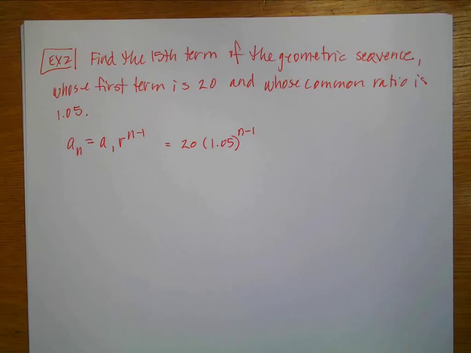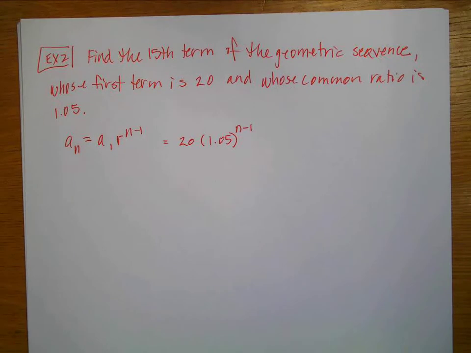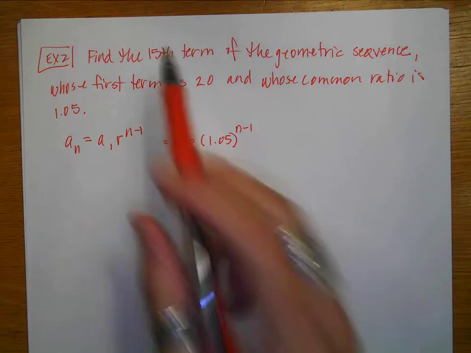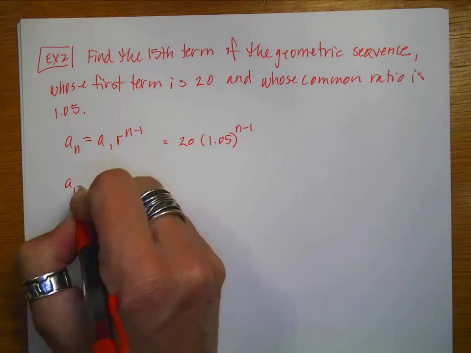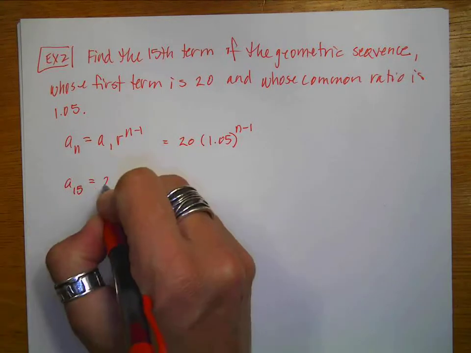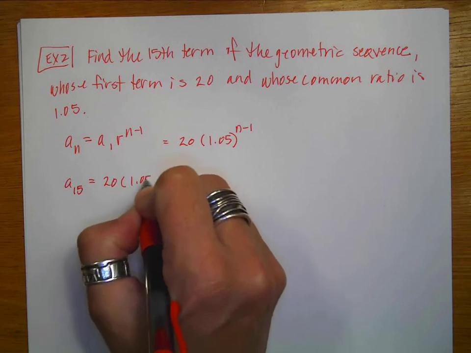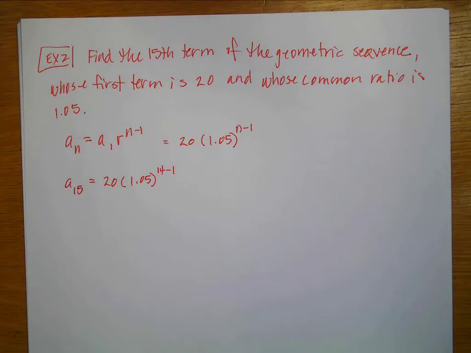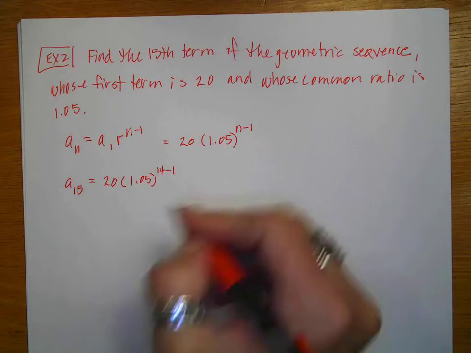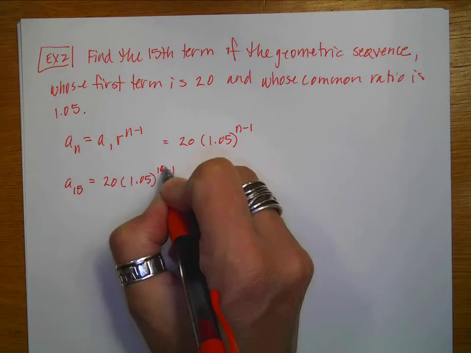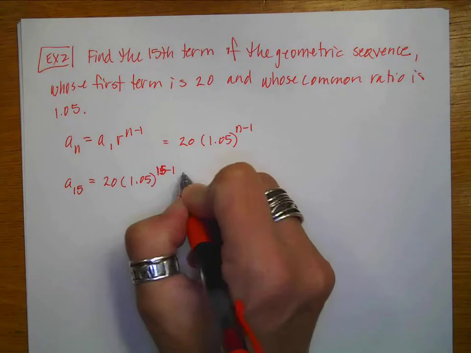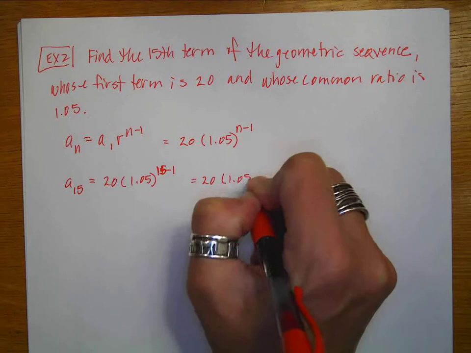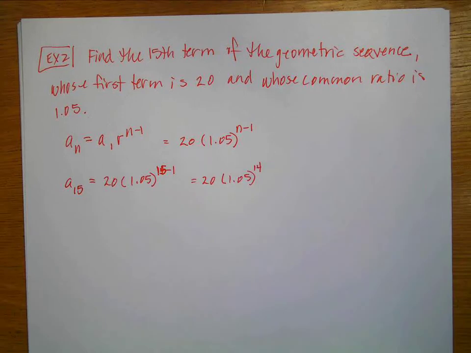Okay, so I'm actually going to do this one by hand. I'll show you how to do it in your calculator, but I'm going to also do this one by hand. It wants the 15th term. So a sub 15 is going to equal 20 times the 1.05 raised to the 15 minus 1. And if I do that math, this is 15 minus 1, so that means this is 20 times the 1.05 raised to the 14.